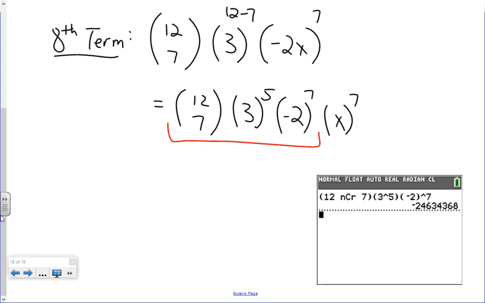So what do we have here? How big is that number? 24,634,368, looks like. So negative 24,634,368, and it's x to the 7th is what we have. There you go. That would be a lot of work to do if I was just trying to find out what that term was using algebra techniques, but using the binomial theorem is a much, much better way to solve this problem. All right, that right there is the end of the third part of section 15.3.